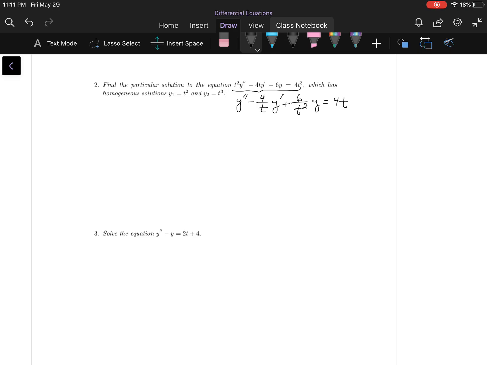We also are given the homogeneous solutions, so we don't have to try to find them, which would be challenging anyway. And so we know that one solution is t squared, the other t cubed, which means that the Wronskian will be found as follows. So again, I tend to put the top row as my homogeneous solutions, the second row as the corresponding derivatives.